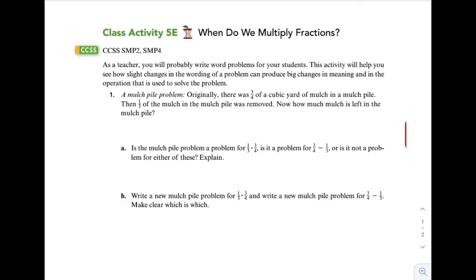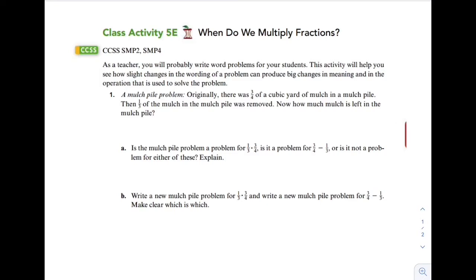What we're going to do is complete number 1 from class activity 5E, and then for your PCA, you'll do number 2. So we have a mulch word problem. Originally, there was 3/4 of a cubic yard of mulch in a mulch pile. Then 1/3 of the mulch in the mulch pile was removed. Now how much mulch is left in the mulch pile?